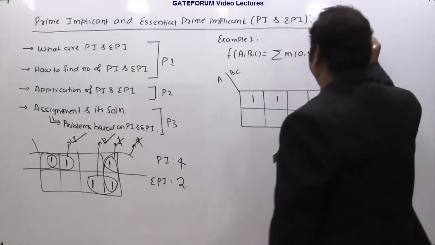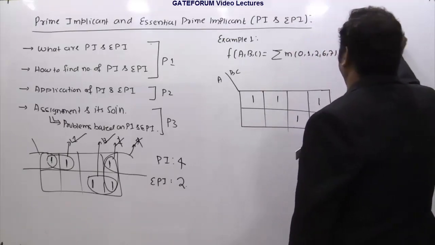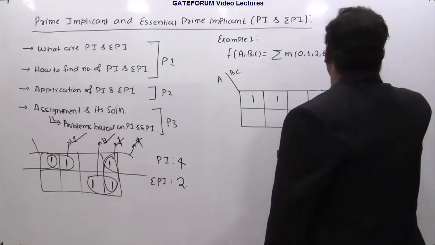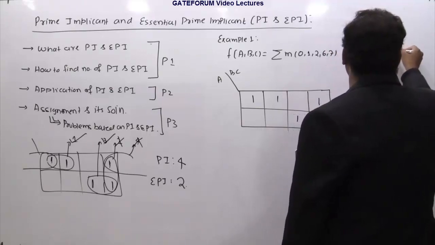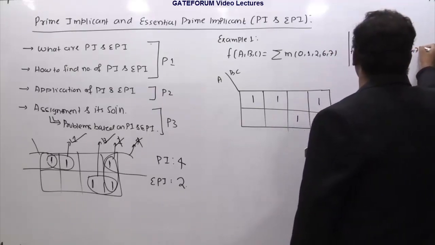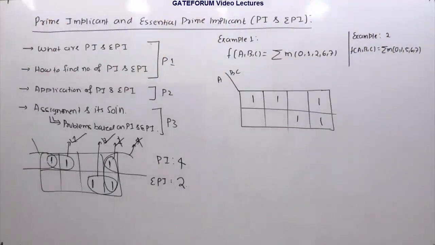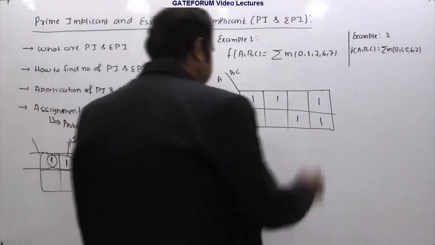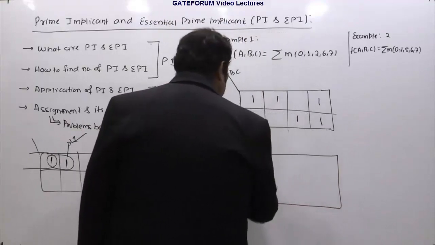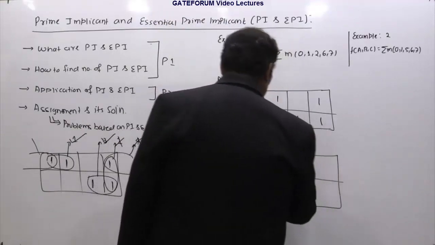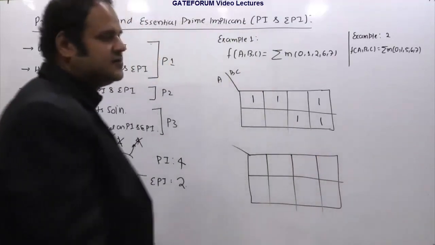Now let's take one more example, which is my example 2. In example 2, this function f of a, b, c, let's say the mean terms I am giving are 0, 1, 5, 6 and 7. Instead of 2, I am saying it is 5, right? So if I ask you to plot this map, how will this map look? And one more beautiful conclusion I will give you based on these two examples, which will definitely be helpful for you in case you get some tricky questions.